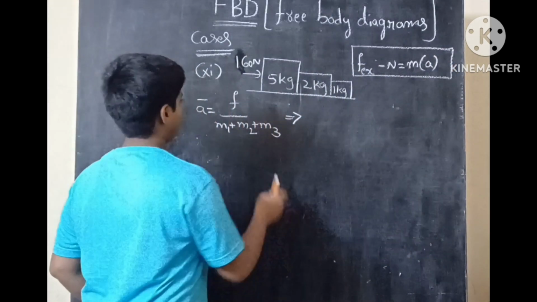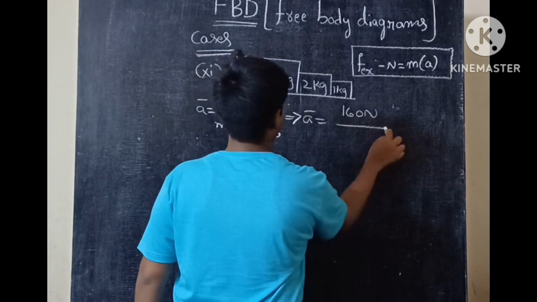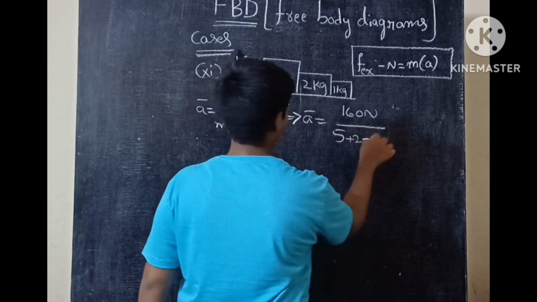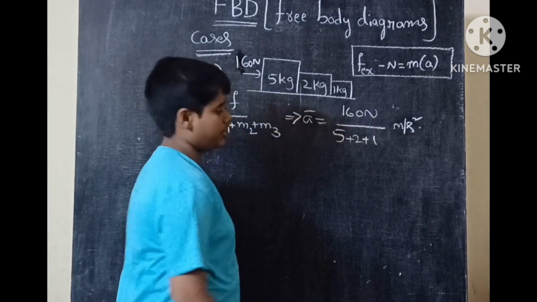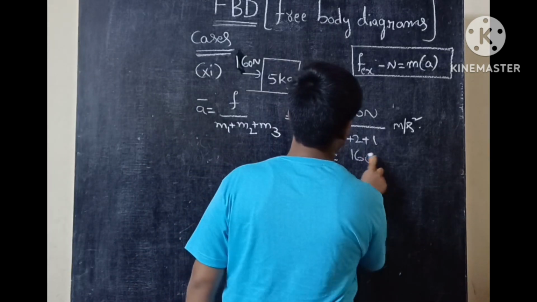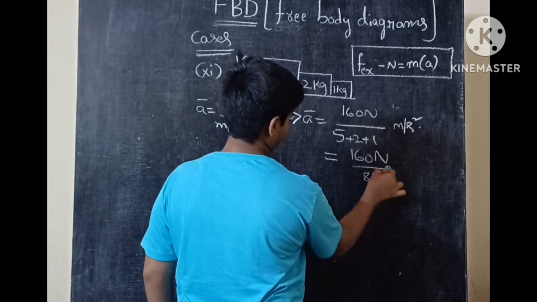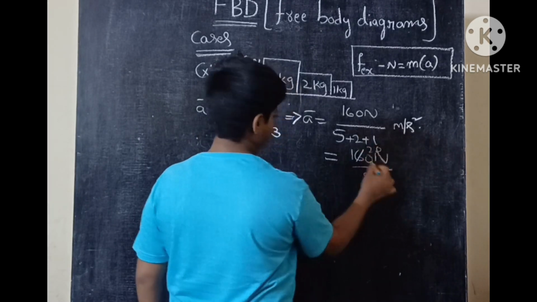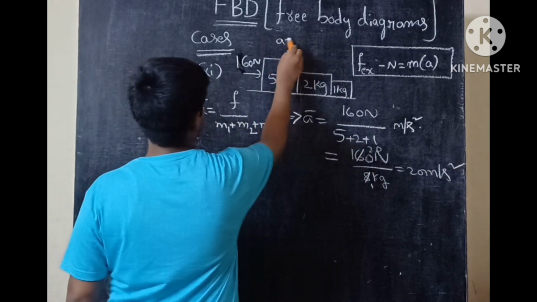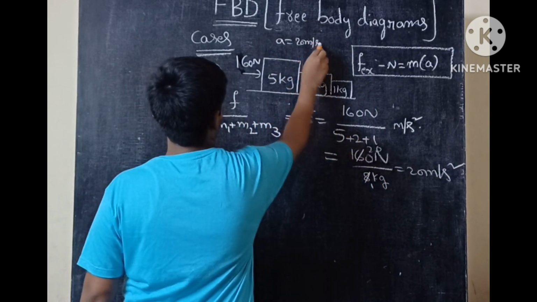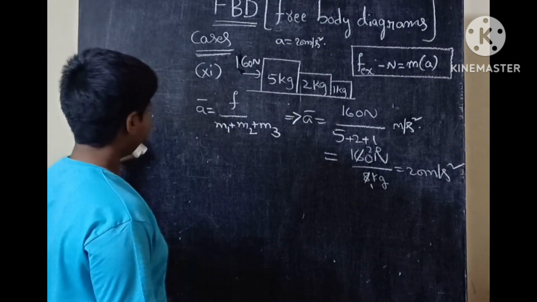Okay, so see. Acceleration is equal to force 160 newtons by 5 plus 2 plus 1 meter per second square. So 160 newtons by 5 plus 2 plus 1, which is 8 kg. 8 twenties are 160, so 20 is the acceleration. Acceleration is 20 meter per second square.